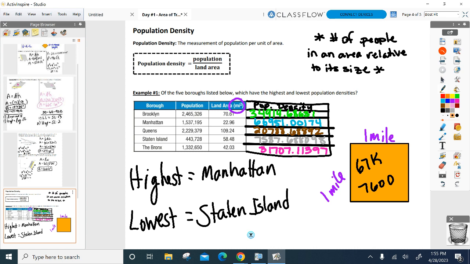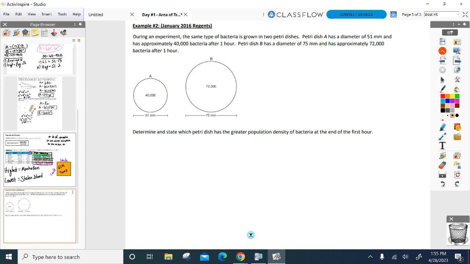All right, one final one now. This was an actual Regents question 7 years ago, I guess. So you got 2 Petri dishes. Petri dish A has 40,000 bacteria in it, and Petri dish B 72,000. Which Petri dish has the greatest population density? And if you really don't understand it, you're just going to see this word greater and pick the biggest one, which may not be the answer. All right? Remember our formula.